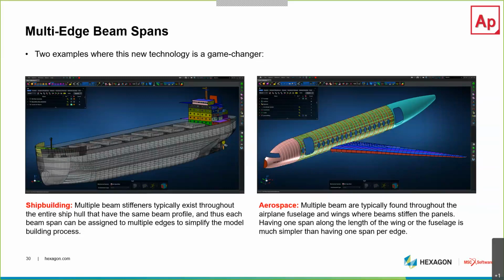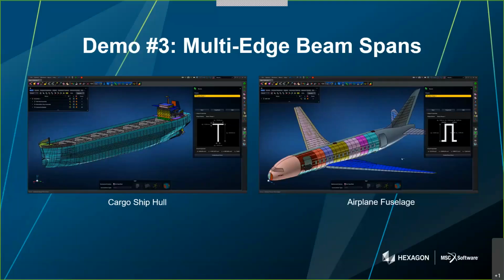technology. Now, in aerospace, it's no different, right? You've got lots of longitudinal stiffeners and longerons and all sorts of things inside of your wing and your fuselage that require beams. And in order to show the power of this new technology, I figured we'd give you a demo of what this looks like.